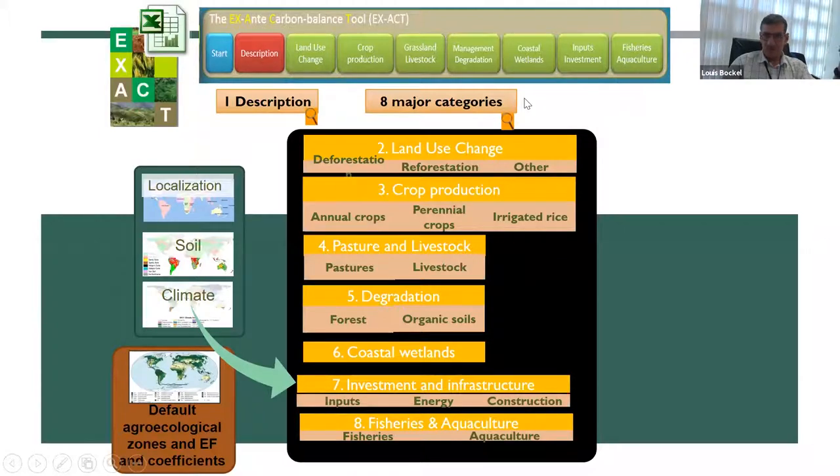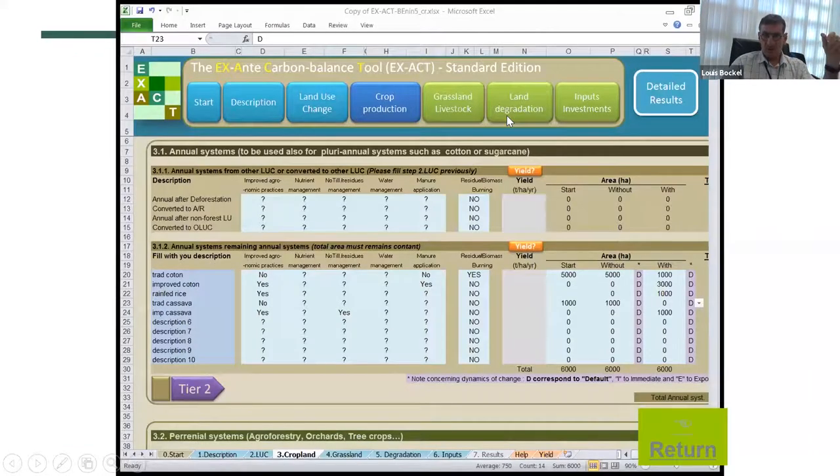Now, if we want to see how it is organized in every module, I just click here. And now we are in crop production. The first part of crop production is the annual system. Here you can see two tables: one for land use change to annual crops, and the second for annual crops that stay annual crops. The information we have to enter as input is the improved practices we are using in annual crops agriculture, and the number of hectares we have at start, without project and with project. That is the type of information we are entering.